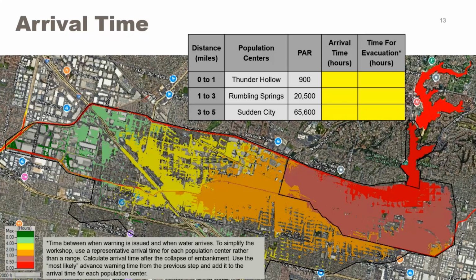What about for the 3 to 5? Or sorry, that's 9 miles downstream for the Southern City. So it's much more in this yellowish range, which is 2 to 4. So I'll probably take the middle or so and say, okay, 3 plus 5 or 3 plus 1, around there, is what you're looking at. So the further downstream, the more time they have to evacuate.